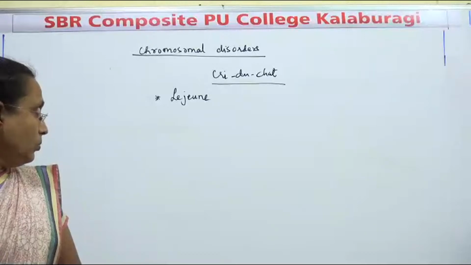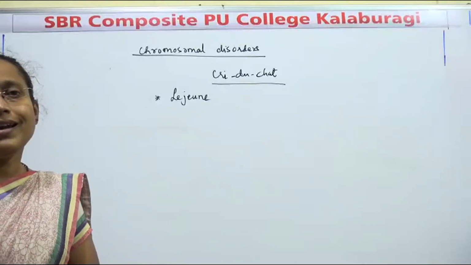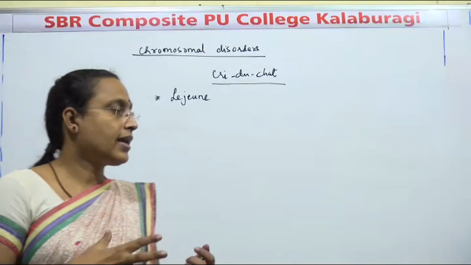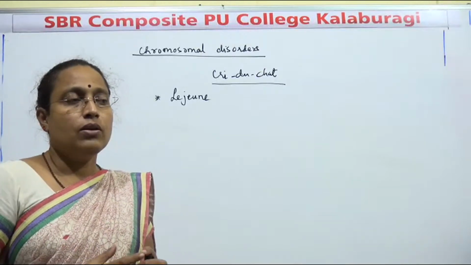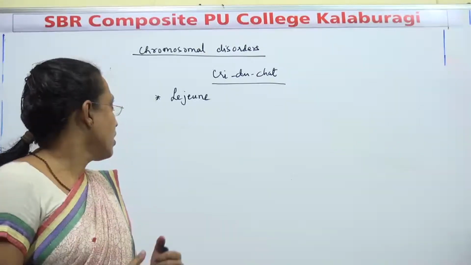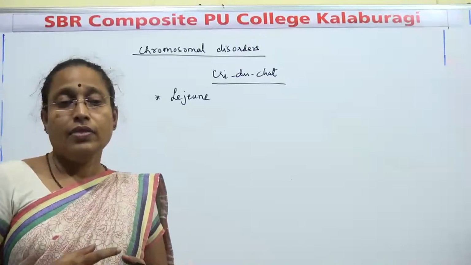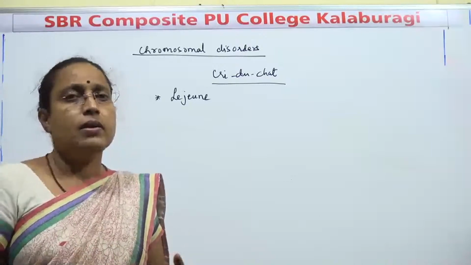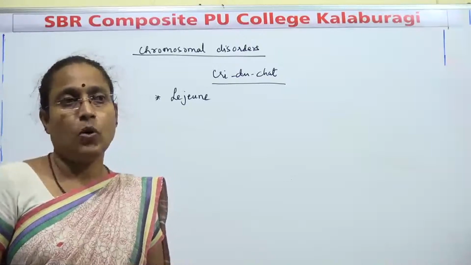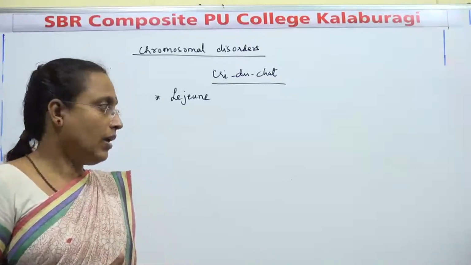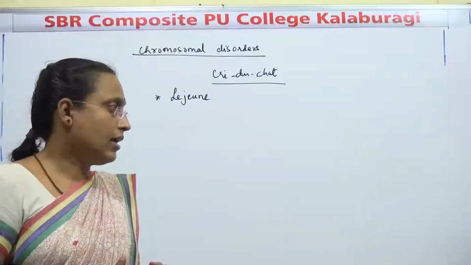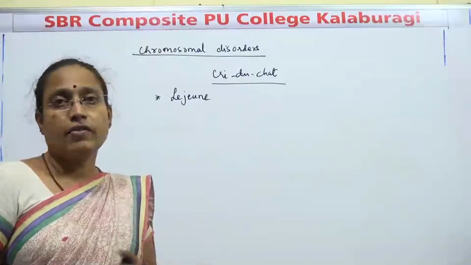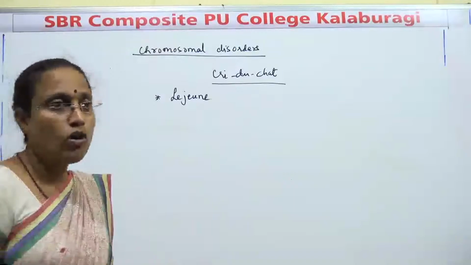So this is called cry like a kitten. A kitten is like a cat. When a child with this disorder cries, it will resemble the mewing of a cat. So that is why it is named cri du chat, cry like a cat. This was identified by Dr. Lejeune. Now directly I'll go to the symptoms.